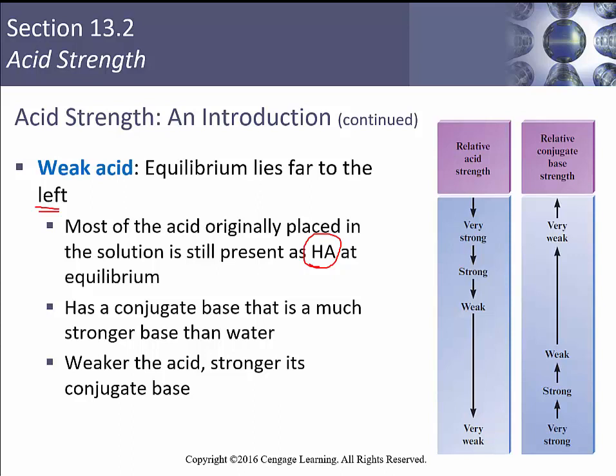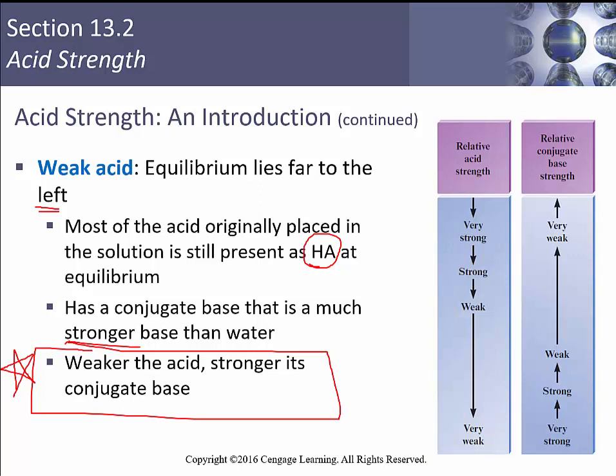It's got a conjugate base that is much stronger than water. So acetate is a stronger base than water is. The weaker the acid, the stronger its conjugate base. That's another one of those concepts that you want to keep in mind as you're going forward. So if you've got a very strong acid, you're going to end up with a relatively weak conjugate base. So HCl is a strong acid, but Cl- isn't going to change your pH at all. So something like sodium chloride, not going to change your pH. The weaker you are as an acid, the stronger you are as a conjugate base.